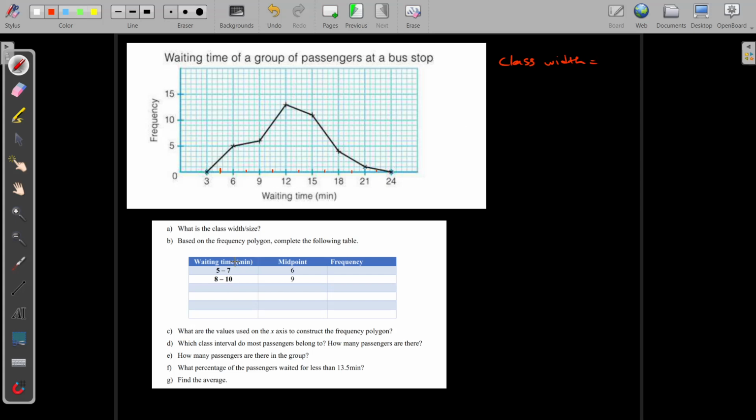So that's going to be equal to 7.5 subtract 4.5, which is 3. So the class width is 3. That's why the distance between each of these points is 3. So from 6 to 9, 9 to 12, 12 to 15, and so on, because the class width is 3. Now, based on the frequency polygon, complete the table.